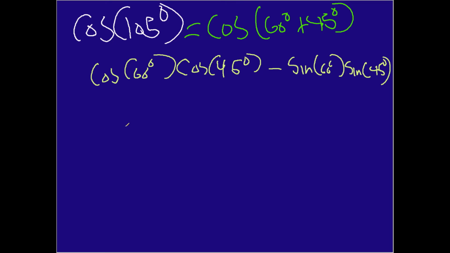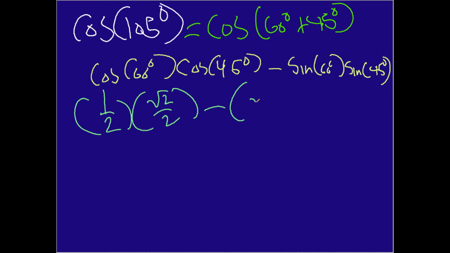That's what we got. Now, cosine of 60 degrees is going to be 1/2 times cosine of 45 degrees. That value is going to be square root of 2 over 2, minus sine of 60 degrees. The y value there is going to be square root of 3 over 2. And then sine of 45, the y value there is square root of 2 over 2. So there we go. Now we multiply straight across.